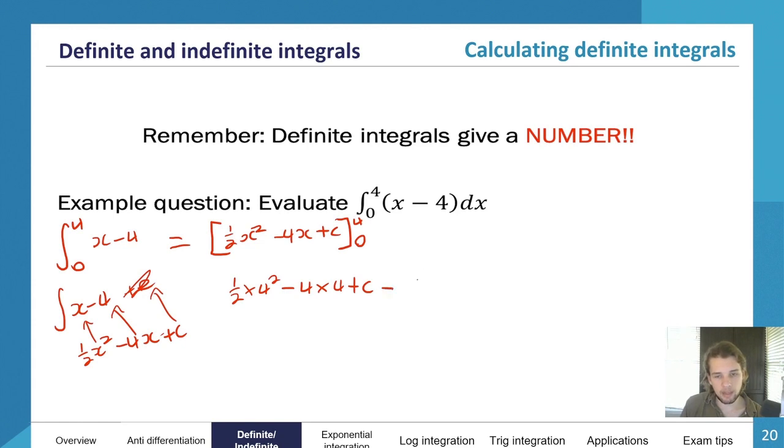And then we do a negative, big brackets, and substitute the second number in. So 1 over 2 times 0, that's our second number, minus 4 times 0, plus c. So that's equal to 1 over 2 times 16 minus 16 plus c minus c.